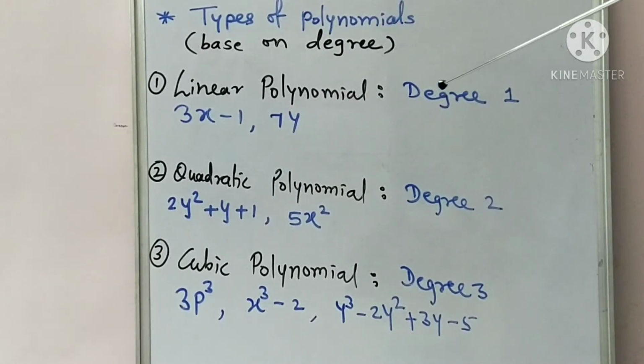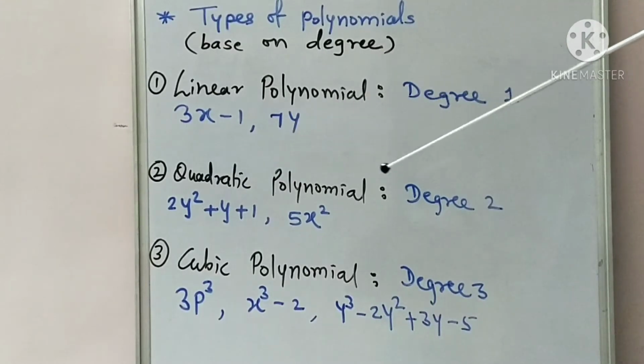If the degree of the polynomial is 1, then it is known as a linear polynomial. For example, 3x minus 1. Here, as you notice, the highest power is 1, which means the degree is 1 for this polynomial. 7y is also a linear polynomial, because here also the degree of 7y is 1.